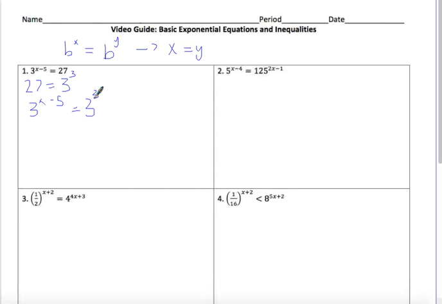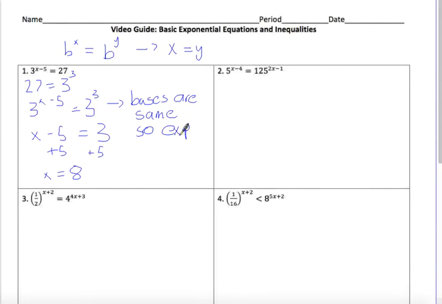And then since the bases are the same, we can conclude that the exponents must be the same. So x minus 5 is equal to 3. And we just solve this like a basic linear equation. So we add 5 to both sides, and we get x equals 8. Again, right here, the bases are the same, so the exponents are the same.